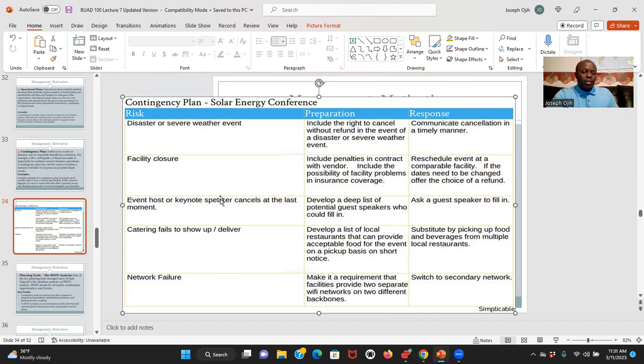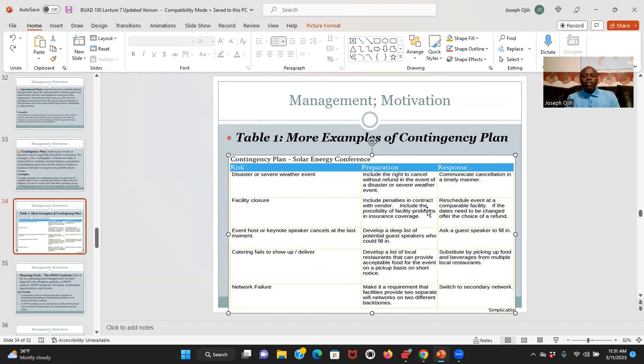So each of them has a different contingency plan. Let's say that in this one, the catering fails to show up or deliver. This is the problem. So it is good to prepare for this by developing a list of local restaurants that can provide acceptable food for the event on a pickup basis on short notice. So that when the caterer doesn't show up, you can substitute by picking up food and beverages from the multiple restaurants that you chose. So this is an example of contingency plans.